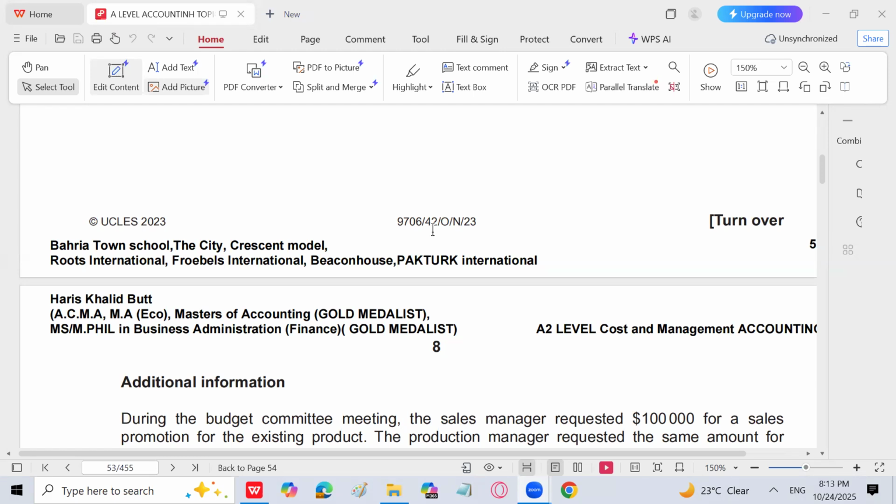Today we are going to solve a question of A2 Accounting from A2 Accounting 9706, and the topic is budgeting. I'm hoping that this question will come in the upcoming exams of October, November 24, variant 42. I can't suggest which topic will come, but a budgeting question will come, which might include production budget, purchase budget, trade receivable budget, trade payable budget, or a cash budget even.